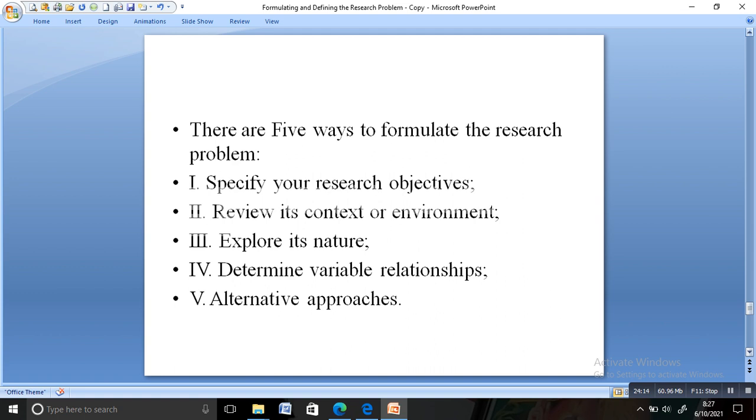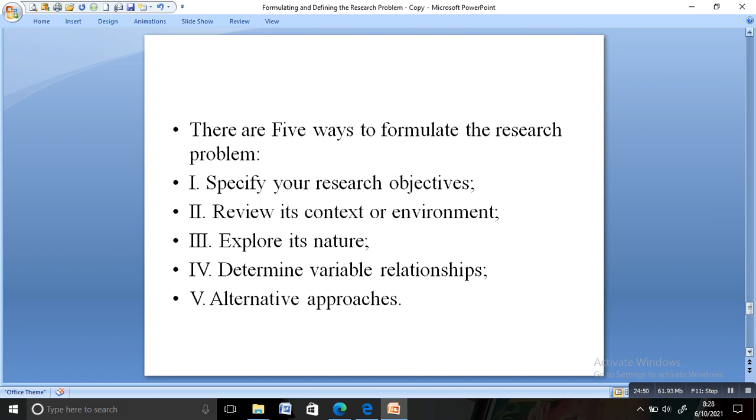Then review the context. You will go for a thorough review of literature. Then I will be exploring its nature: how the study can be conducted, what facilities are available. For in vitro studies, I need cell lines. If it is breast cancer, I need MCF-7 cell lines. The cells should be inoculated in vitro. Whether those facilities are available in our lab, or I have to contact some other research lab like RGCB, the Rajiv Gandhi Centre for Biotechnology. Then I have to think whether the money is sufficient for me to do it.